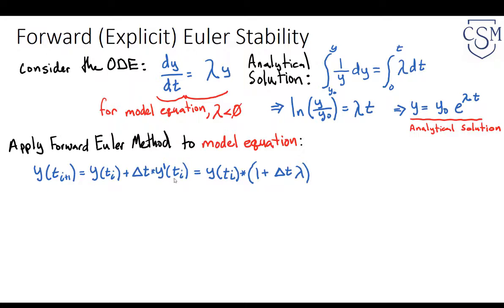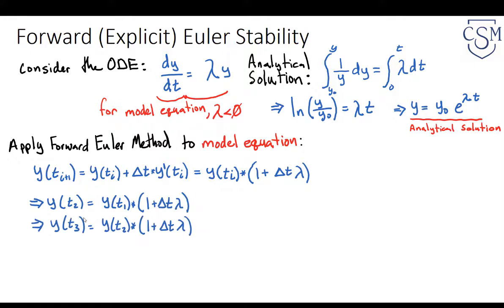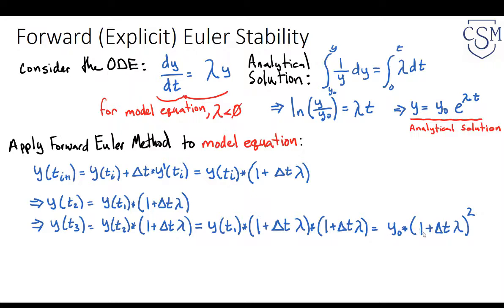And what we can do is factor out the y of ti, so we have y of ti times 1 plus delta t lambda. We can plug in a few terms here, and what we see is that y of t3 can be computed as y of t2 times 1 plus delta t lambda. But remember, y of t2 is really just y of t1 times 1 plus delta t lambda. So therefore we can say it's y of t1 times this amplification factor, which is 1 plus delta t times lambda squared.